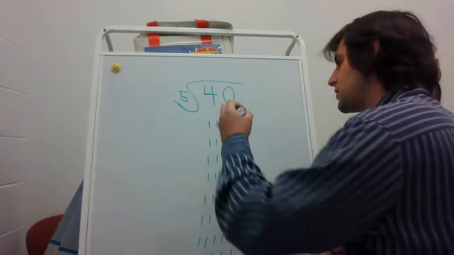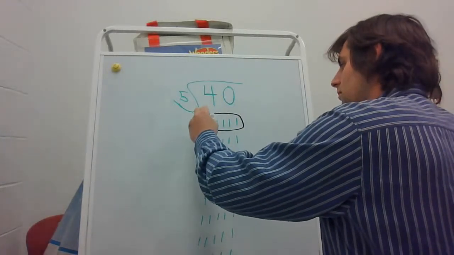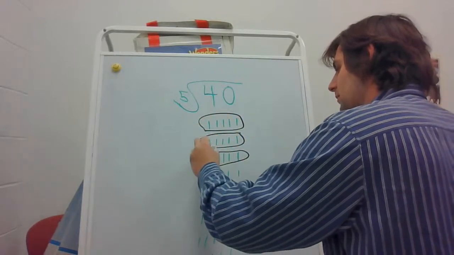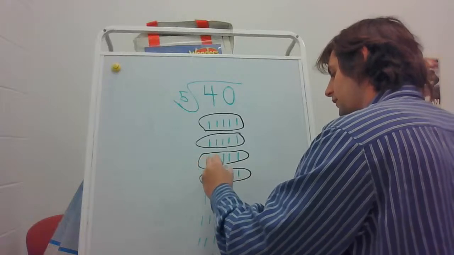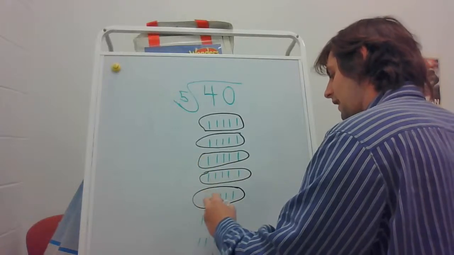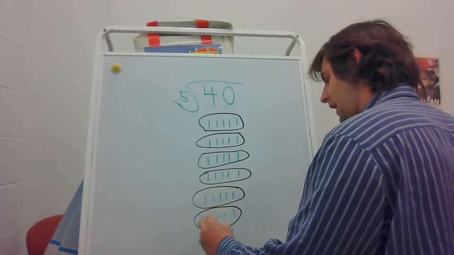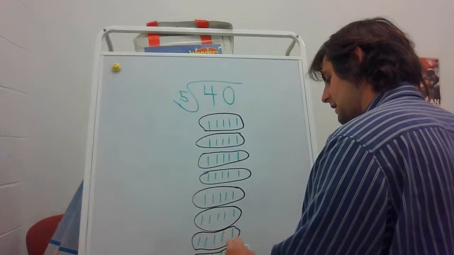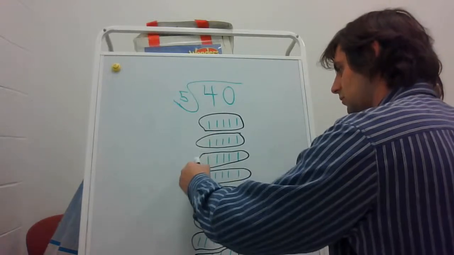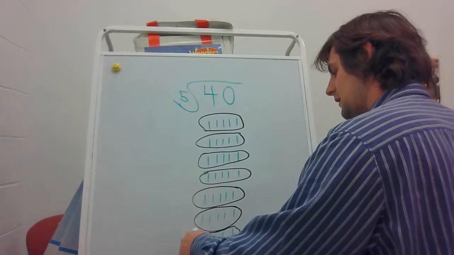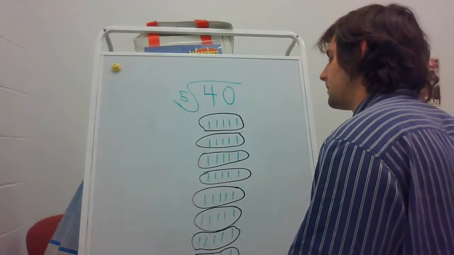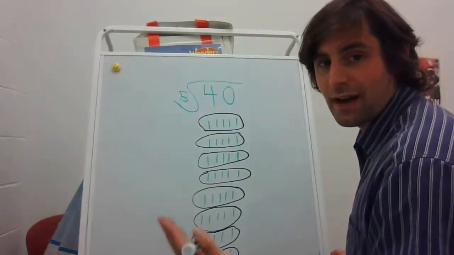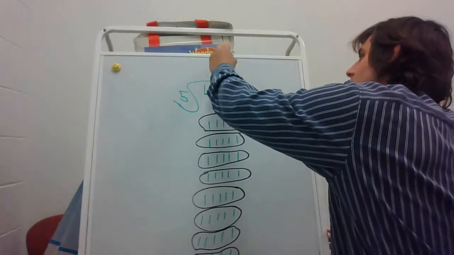To make the groups stand out more, I'm going to draw a circle around each group. So that's 1 group of 5. That's 2 groups of 5. That's 3 groups of 5. 4 groups of 5. 5 groups of 5. 6 groups of 5. 7 groups of 5, and 8 groups of 5. 1, 2, 3, 4, 5, 6, 7, 8. So 40 divided by 5 equals 8.